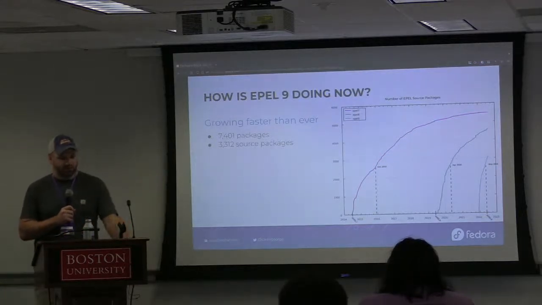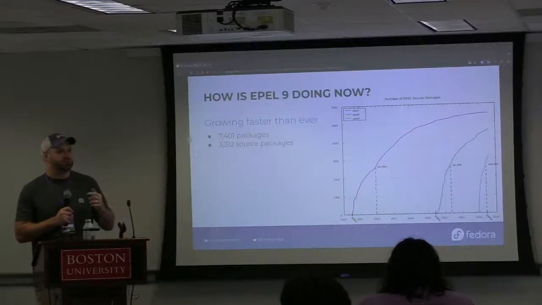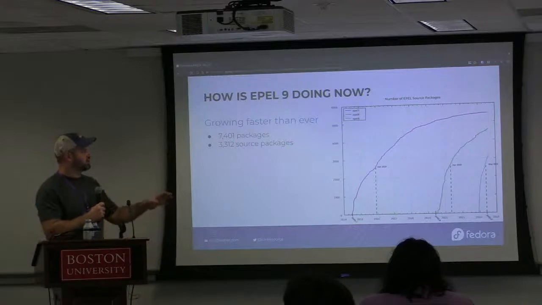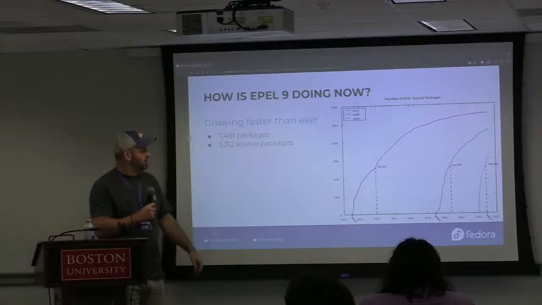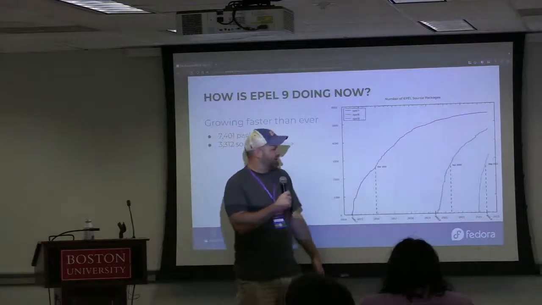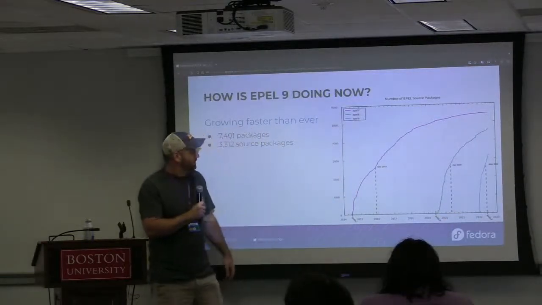So how is EPEL 9 doing now? I stole this chart from Troy's and my State of EPEL talk. It's a little bit shrunk down, so it's harder to see, but you can see the basic trend lines, and that's what's important. The first line here is EPEL 7, and then EPEL 8 and EPEL 9, and you can see how the trajectory changes.